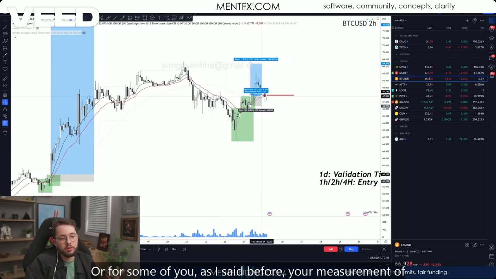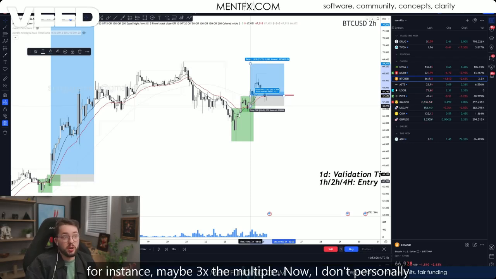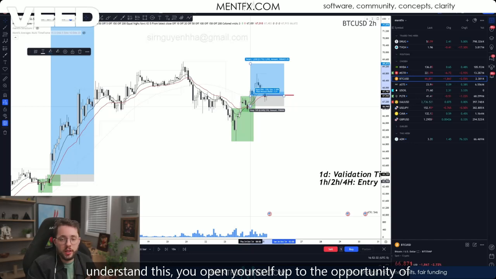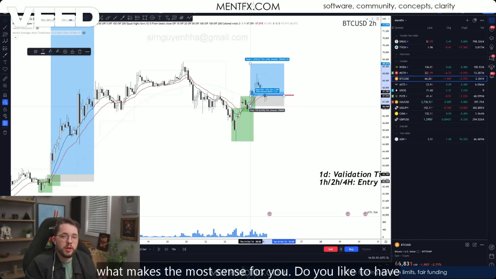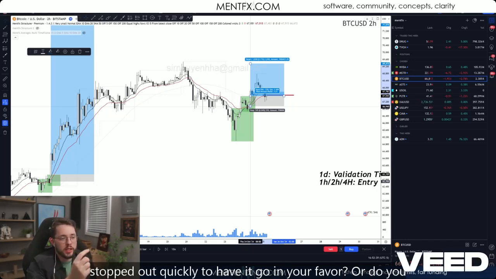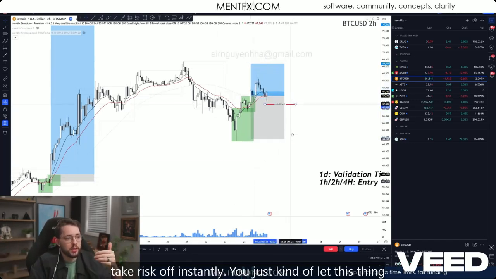Or for some of you, as I said before, your measurement of volatility might be to use an ATR of around 4x the multiple, for instance, maybe 3x the multiple. Now, I don't personally do that, but this is very important, because once you understand this, you open yourself up to the opportunity of what makes the most sense for you. Do you like to have tighter stops when you enter something? Do you like to be stopped out quickly, to have it go in your favor? Or do you prefer to let something really try itself? You don't really take risk off instantly.